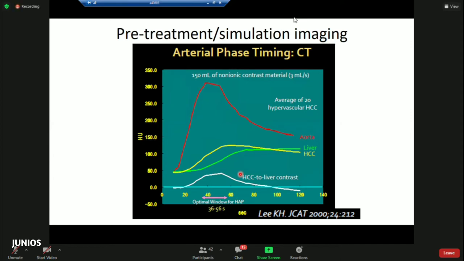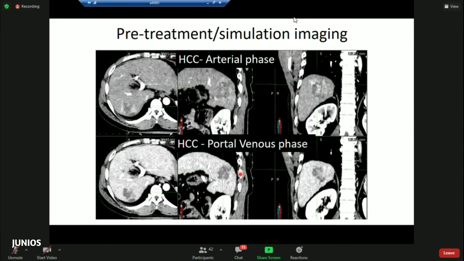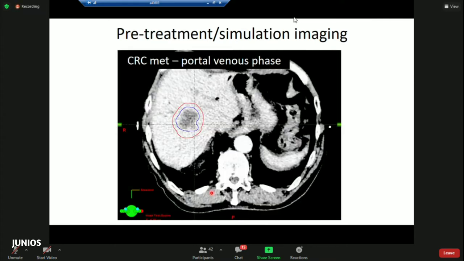in the following slides. So this is a typical example of HCC. In the arterial phase it's typically bright, so we can really see where the tumor is. Without this contrast, it's very hard to accurately delineate the lesion. And it becomes hypodense in the portal venous phase. So both phases, wash in and wash out, are variable in HCC, but the MET is easier. Typically portal venous is good enough.